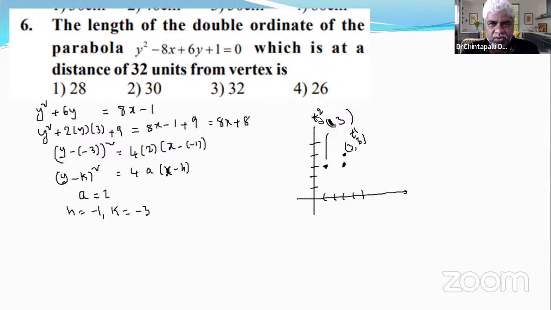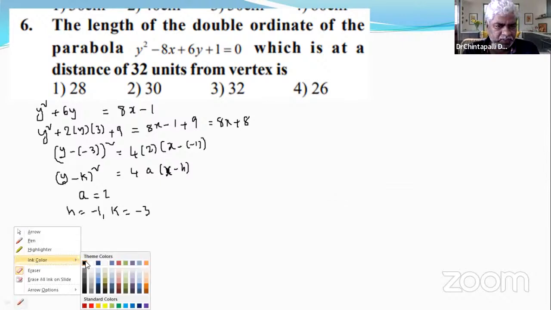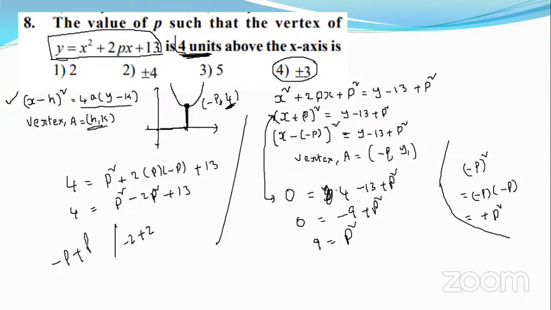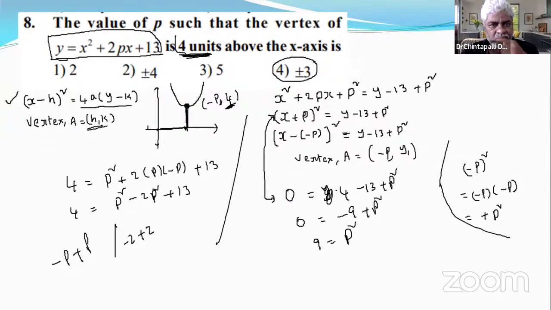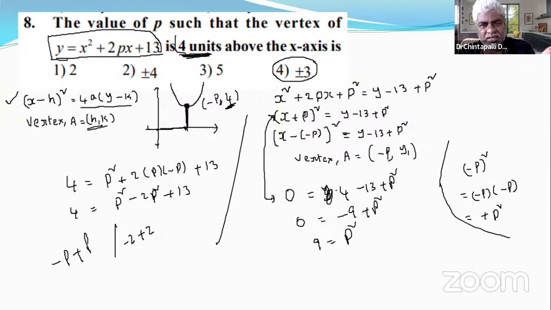The same way, we are finding what is asked here actually. The length of double ordinate is asked. See, it is a parabola. You know, in that case, do you remember the formula? x minus h whole square equals 4a times y minus k. In all the four cases, the vertex formula is the same, no change.